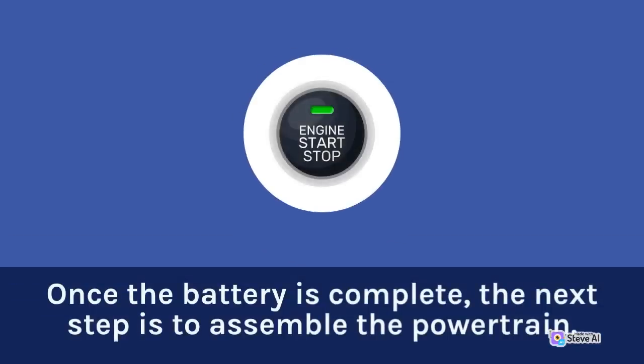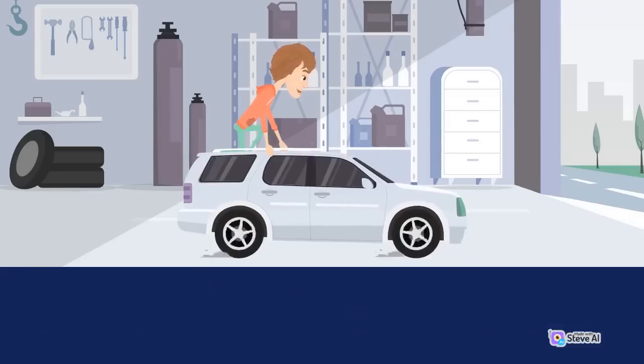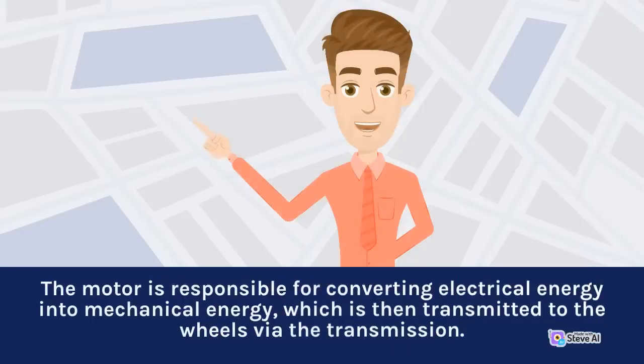Once the battery is complete, the next step is to assemble the powertrain. The powertrain is the combination of components that generate power and transmit it to the wheels. In an electric car, the powertrain consists of an electric motor, a power electronics module, and a transmission. The motor is responsible for converting electrical energy into mechanical energy, which is then transmitted to the wheels via the transmission.